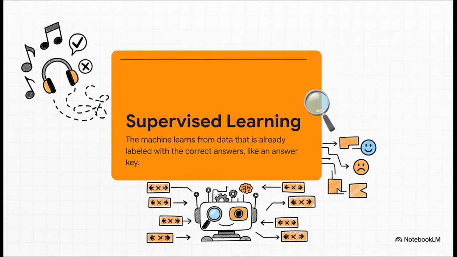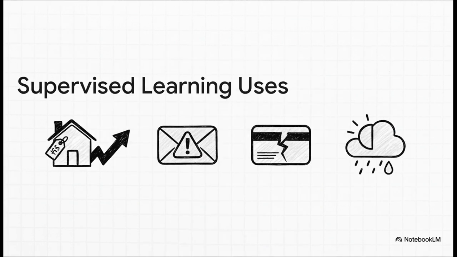And that, right there, is the heart of supervised learning. The machine is trained on data that is already labeled with the right answer. Remember Paul's song list with likes and dislikes? That was labeled data. The machine's job is to figure out the relationship between the inputs and those known outputs. And you see this kind of learning everywhere.